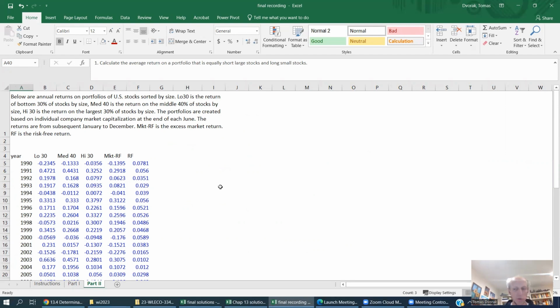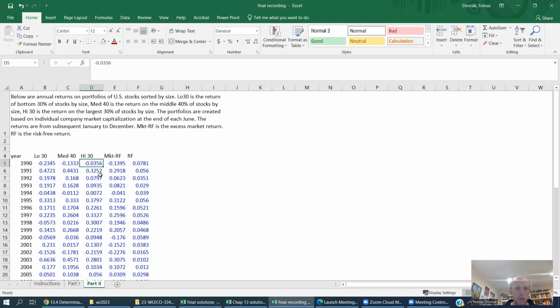Every June, we sort all the stocks by size, by market capitalization. The smallest 30%. We calculate the return on that smallest 30% of stocks from January to December. We do the same thing for the median and for the high stocks, meaning large stocks.